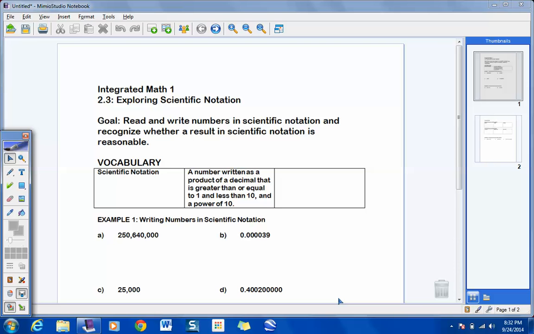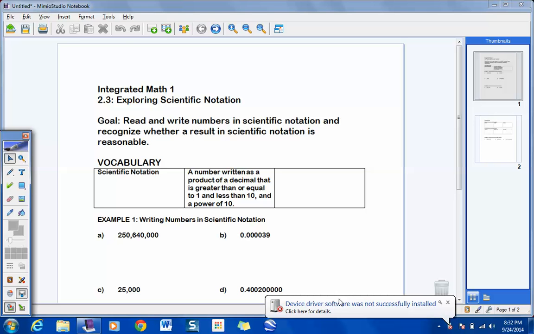Guys, we're going to go ahead and start talking about 2.3 today, and it's going to involve some scientific notation. Now, I'm quite sure that you guys have heard about scientific notation before. You've probably seen it, but we're going to expound on this a little bit and talk about what it is that we need to do in terms of performing some operations in scientific notation.